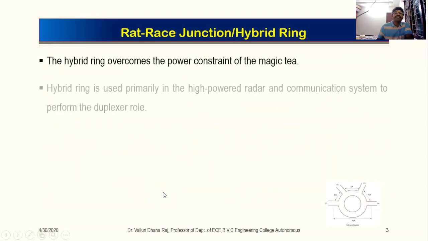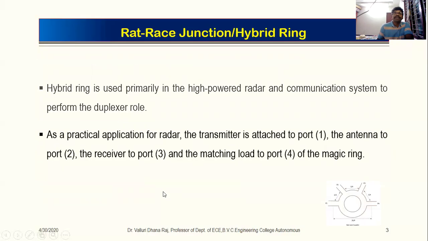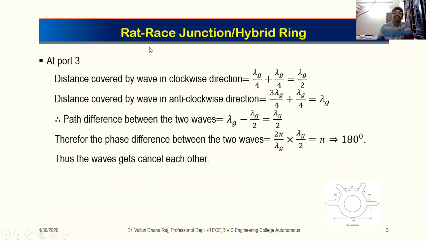So coming to the cancellation of the signal, why port 3 is isolated, you can see here. At port 3, the distance covered by the wave in the clockwise direction is lambda g by 4, as I have shown already. See here, ports 1, 2, and 3, 4, right? If I am giving input at port 1 and observing at port 3, what is the distance traveled? Lambda g by 4, lambda g by 4, totally lambda g by 2.